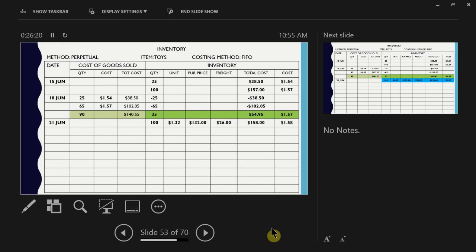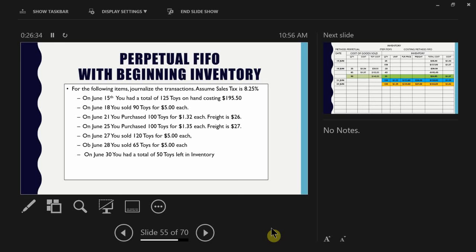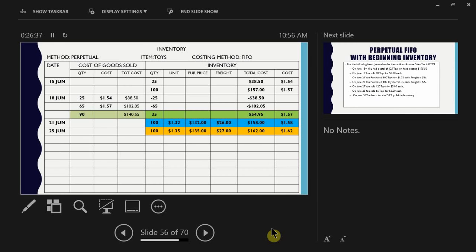And once again, I'm going to color code it so I can keep track of where my batches of inventory go. In this case, I'm going to make it blue. Same thing with the next scenario, right? We purchase another 100 toys at $1.35 with the freight costing $27 to give you a grand total of $162, bringing your cost per item to $1.62. And once again, I'm going to color code it, and I make it orange. So technically this is my third batch because I got rid of my red batch. So I only have 3 batches remaining.